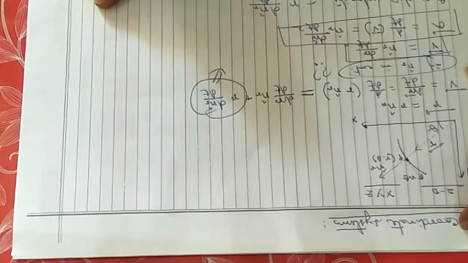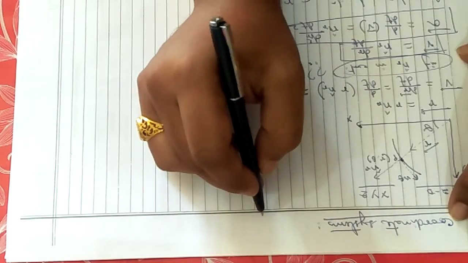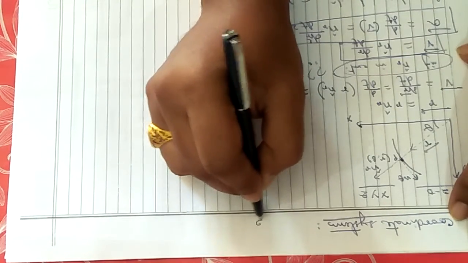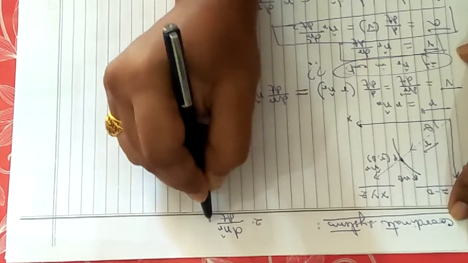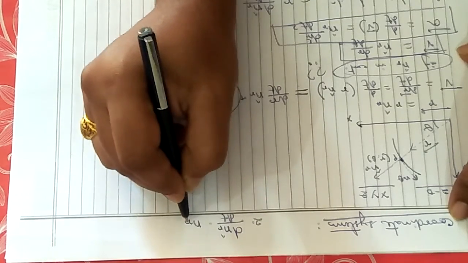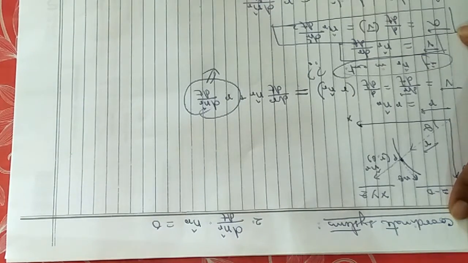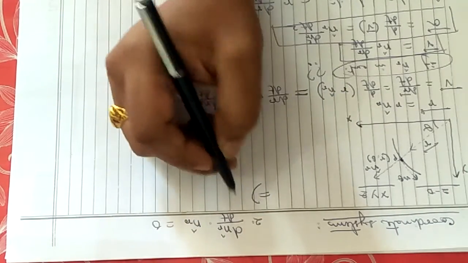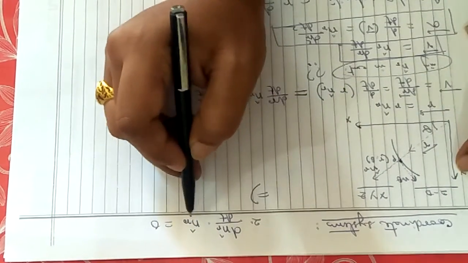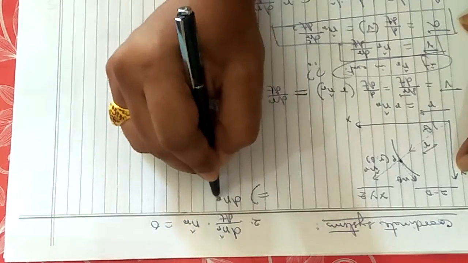So actually what you are getting is 2 into d(nr cap)/dt dot nr cap equals 0. This part will be 0, which implies that d(nr cap)/dt and nr cap are perpendicular to each other.